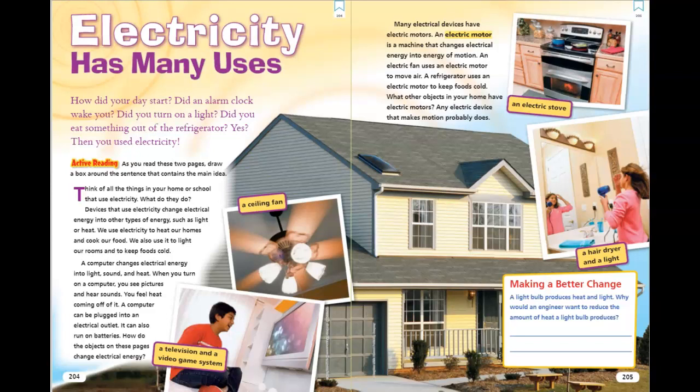Many electrical devices have electric motors. An electric motor is a machine that changes electrical energy into energy of motion. An electric fan uses an electric motor to move air. A refrigerator uses an electric motor to keep foods cold. What other objects in your home have electric motors? Any electric device that makes motion probably does.